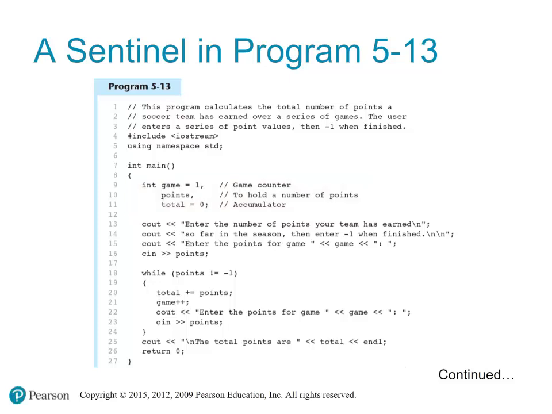The program prompts the user to enter the points for each game. The user is instructed to enter -1 when they have finished inputting data. A while loop checks if the entered points is not equal to the sentinel value -1. So inside the loop, the value of points is added to the accumulator total. The game counter game is incremented. The user is prompted to enter the points for the next game.